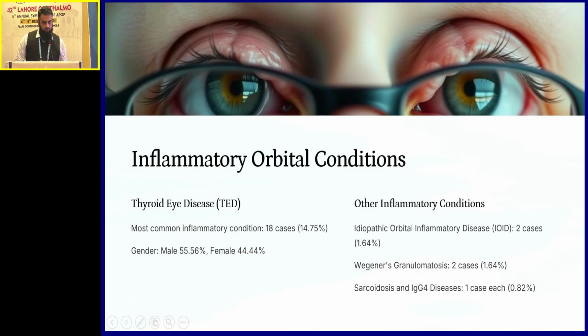Then coming to the inflammatory conditions, again, like everybody knows, thyroid eye disease being the most common, and there were all kinds of stages that we were getting the disease in, followed by idiopathic orbital inflammatory diseases, which we had a case or two, and also a few cases of Wegener's granulomatosis, sarcoidosis, and IgG4 disease in one case as well.